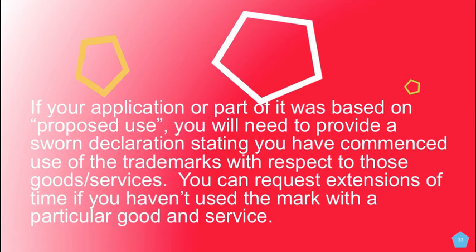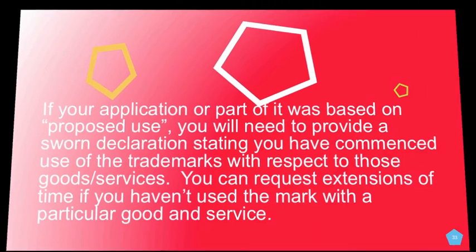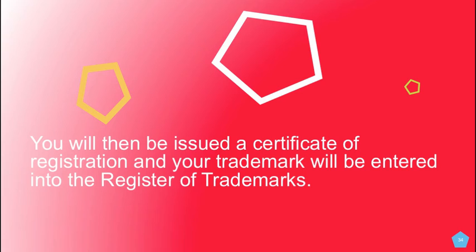If your application or part of it was based on proposed use, you will now need to provide a sworn declaration stating you have commenced use of the trademarks with respect to those goods and services. You can request extensions of time if you haven't used the mark with a particular good or service. You will then be issued a certificate of registration and your trademark will be entered into the Register of Trademarks.